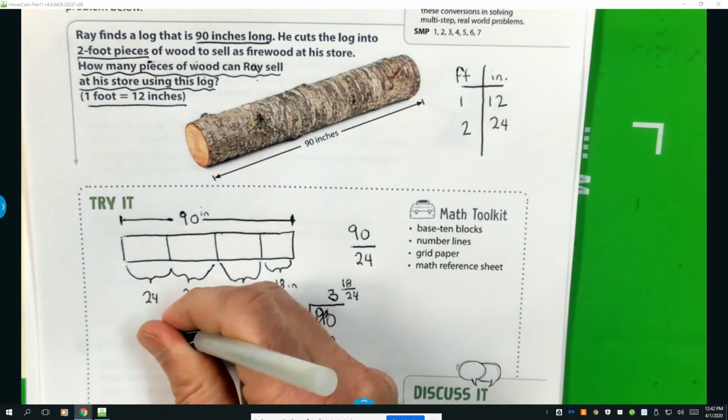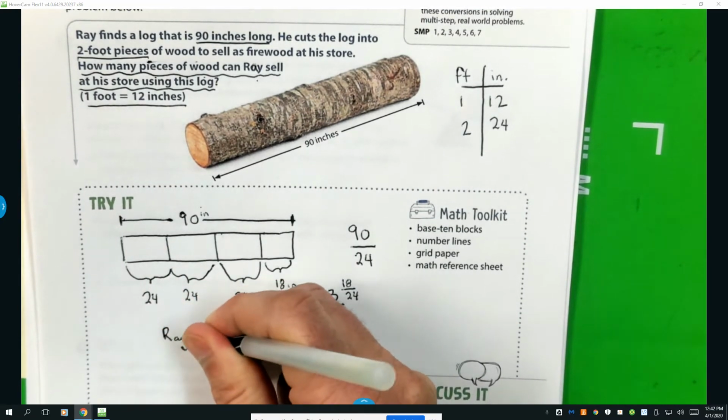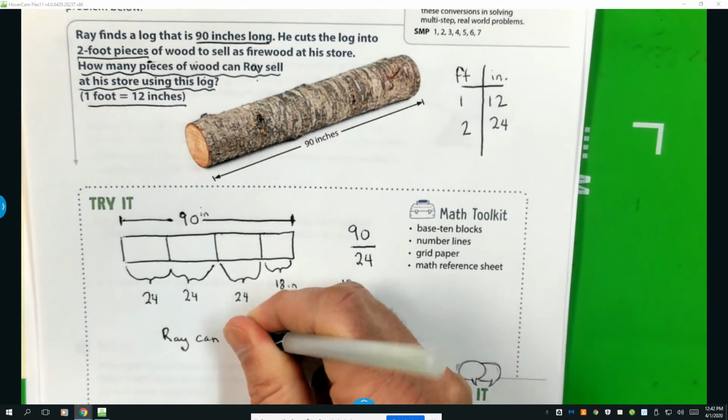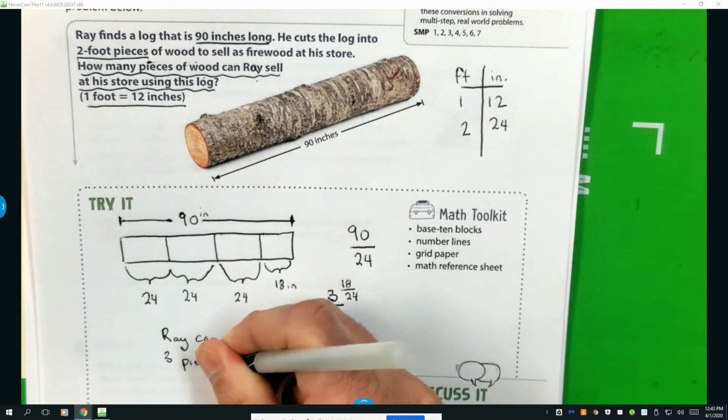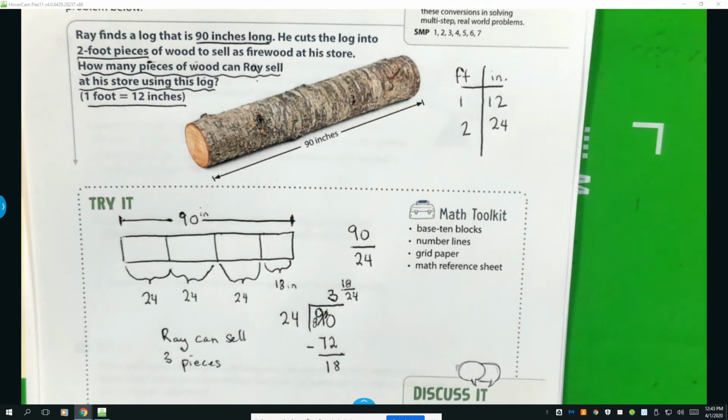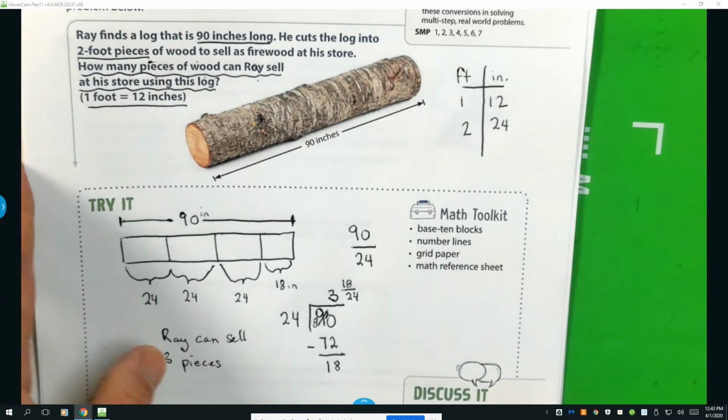Ray can sell 3 pieces. All right, so let's move to our next question.